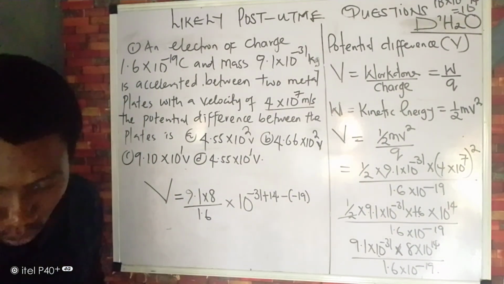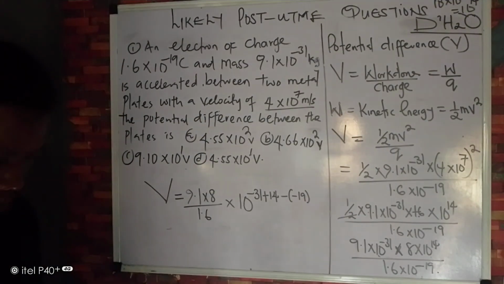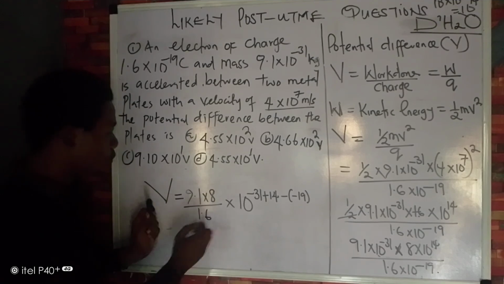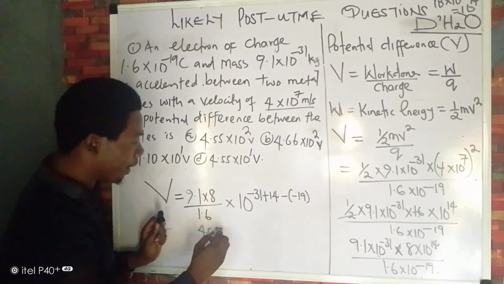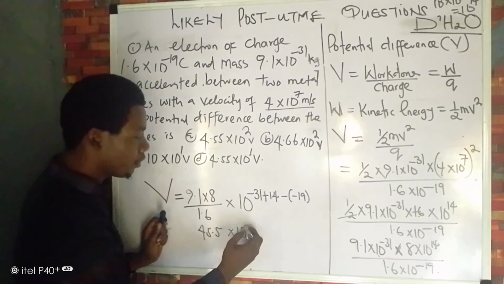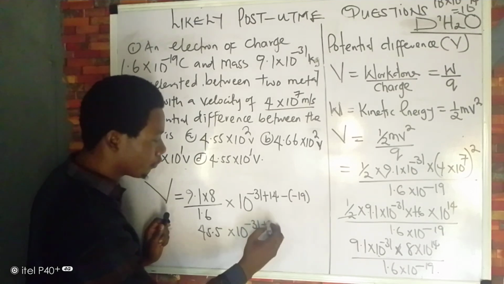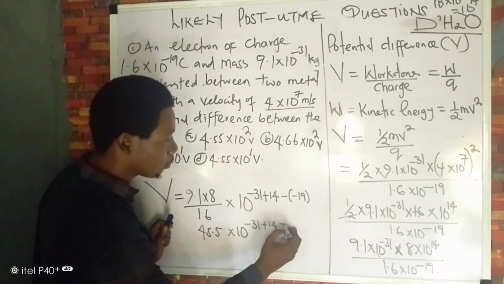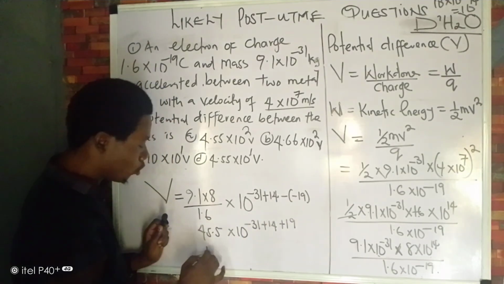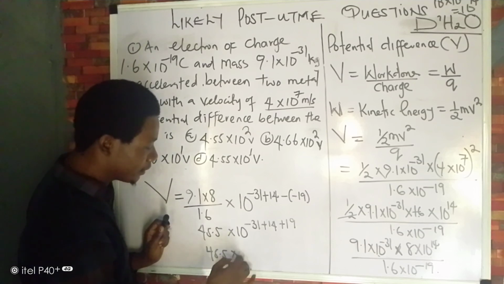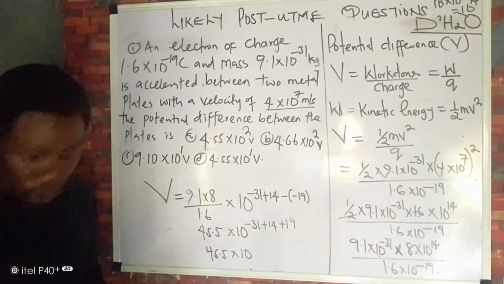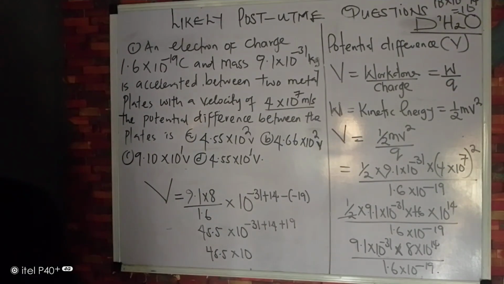So let's use our calculator to do this simple arithmetic. You have 9.1 times 8 divided by 1.6. So you have 45.5. So when we do this, we have 45.5 times 10 raised to the power of minus 31 plus 14. Minus is plus, so plus 19. So you have 45.5 times 10 raised to the power of minus 31 plus 14 plus 19.